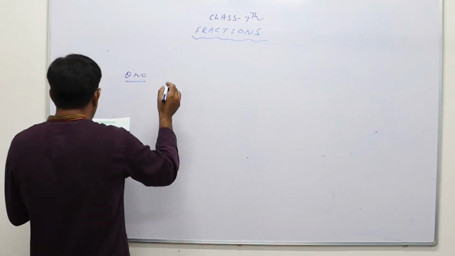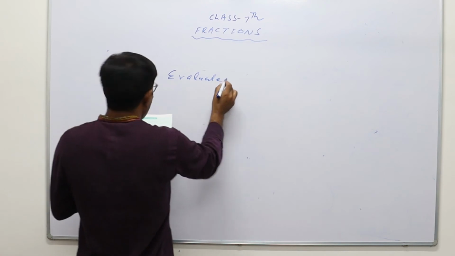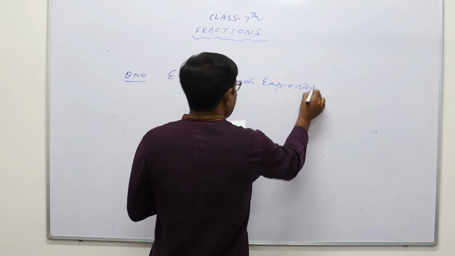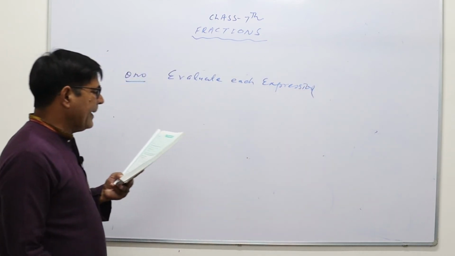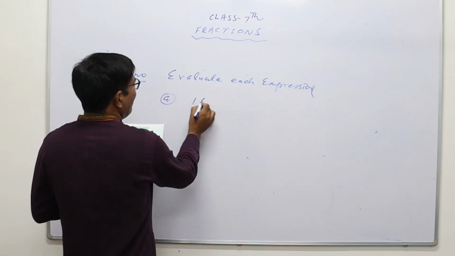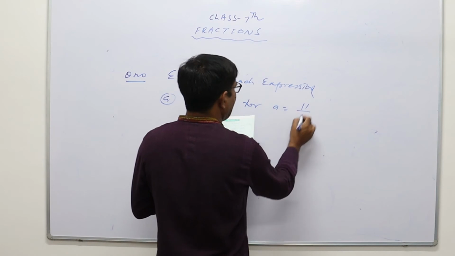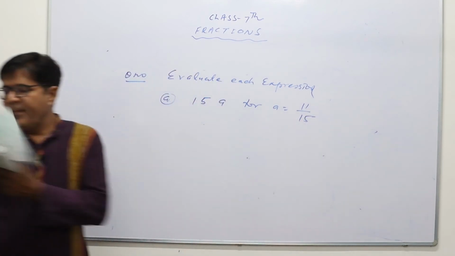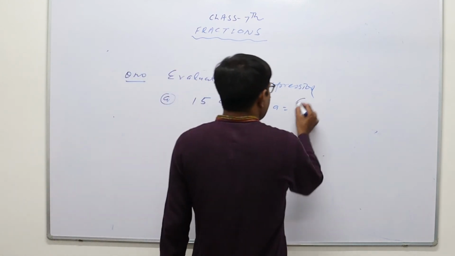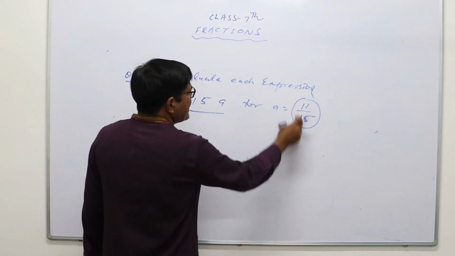Question number, evaluate each expression. Each expression means we have been given 15a for a is equal to 11 upon 15. The expression is 15a, where a is any unknown number and here a is given as 11 upon 15. So we have to find the value of 15a for a equal to 11 upon 15.